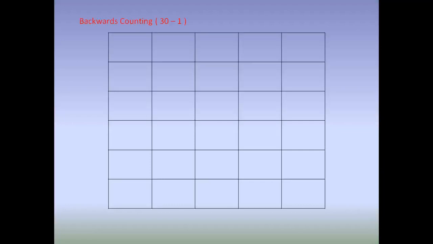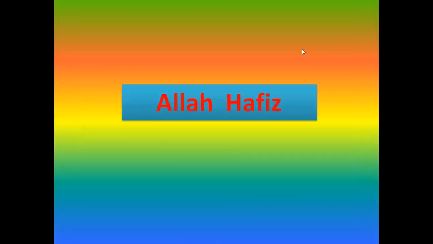In this way you make 30 boxes, cells you can say, make a table like this, and then you start writing. Okay, I hope you understand.